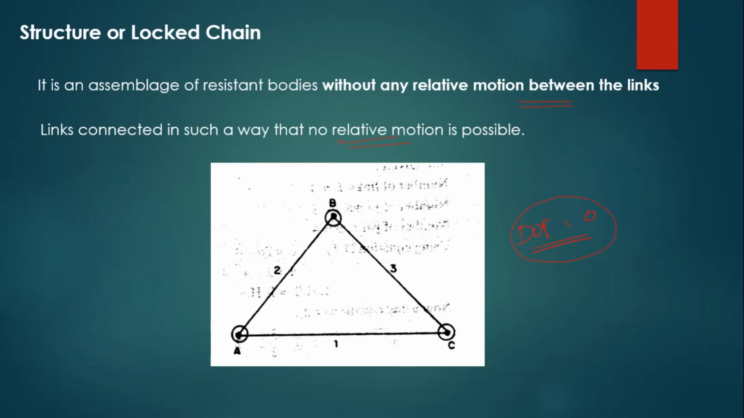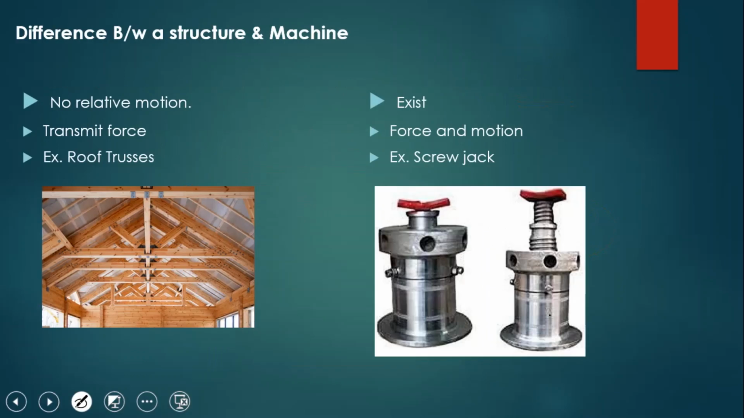Now, there are many practical examples of structures. For example, roof trusses, then bridges, buildings, machine frames, all come under structure. Okay. Then now let us discuss the difference between the structure and machine.